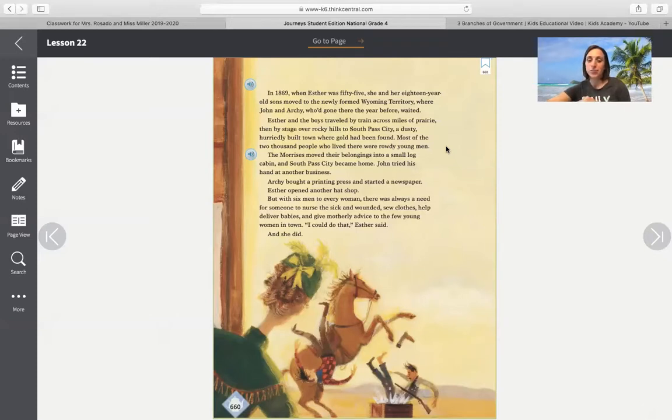So Esther is moving along. She's getting older. She's moved to a new town, a new community, which needs a lot of help. So how does she help that community? She's helping them by helping the women that are there, giving them motherly advice, helping nurse the sick, helping deliver babies, taking care of the clothes. Again, just doing so many things. And on top of that, having her hat shop.